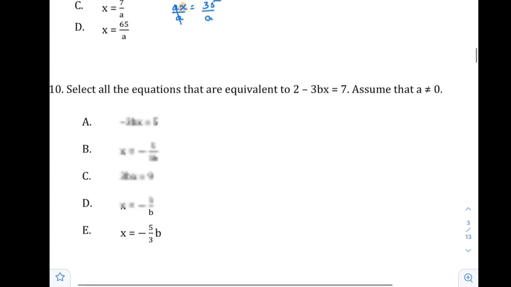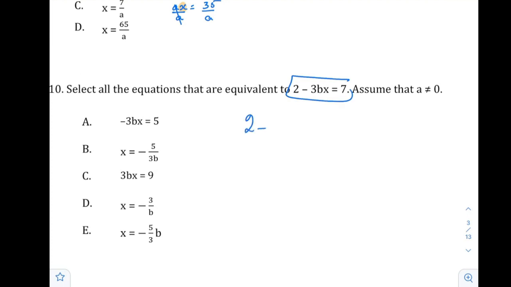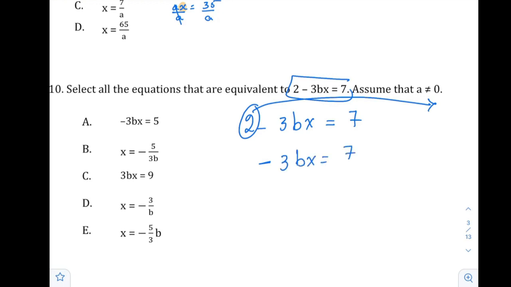Now, assume that we are here trying to solve for the variable x. So what shall we do? Step 1, I will move this 2 to the other side. It was plus 2. Remember, I put this as it is. So 7 minus 2. So minus 3bx is equal to 5, which is exactly it.